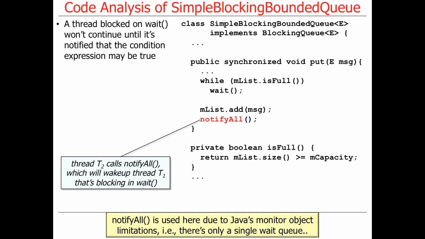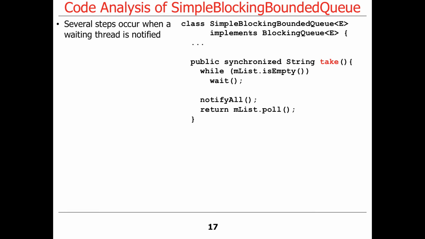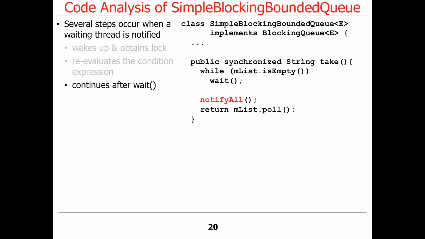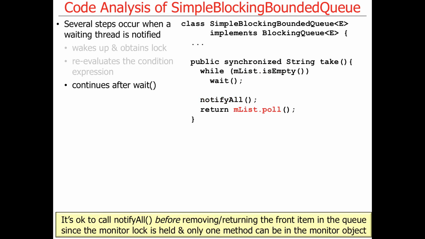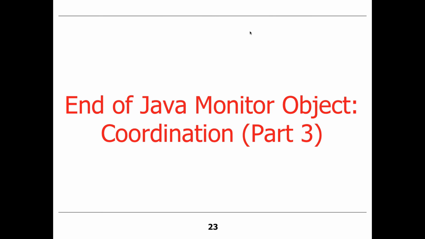When notifyAll is called, that'll cause take to wake up, and wait will return, and it'll obtain the lock and reevaluate the condition expression. Let's assume for the sake of argument it's no longer empty. It'll then notify everybody that wakes up, and it'll return the item from the front of the queue. And once again, it's okay to call notifyAll first because we aren't going to release the lock until the scope is done. Okay, any questions about that? Just a more detailed breakdown. So that's basically the end of that implementation.